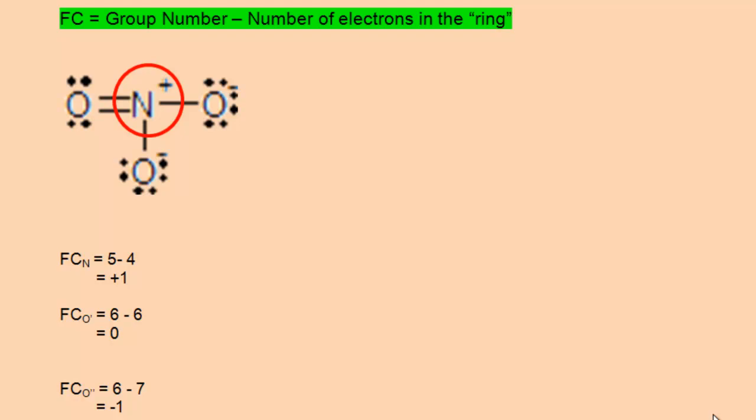Also, we could determine the formal charge on a polyatomic ion using the graphical method. Putting a ring around nitrogen, you see that there are 4 electrons in the ring, and 5 minus 4 is +1. Putting the ring around the oxygen with the double bond, there are 6 electrons in the ring, therefore the formal charge is 0. And finally, putting the ring around the oxygen with the single bond, there are 7 electrons in the ring, and 6 minus 7 is -1.